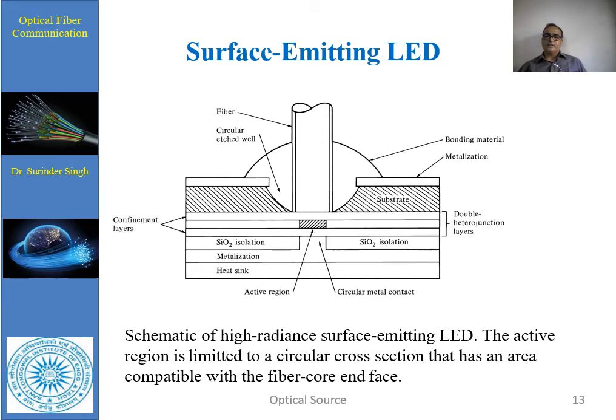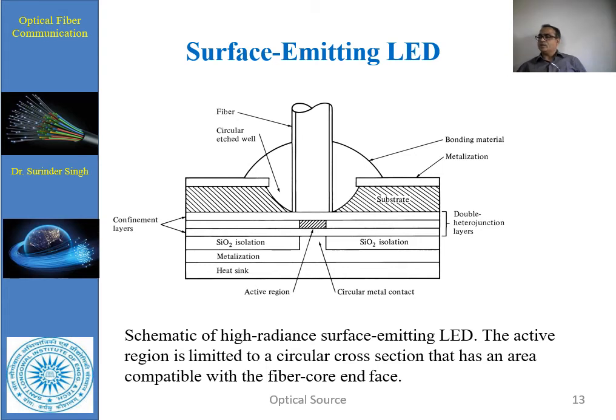In the substrate there is a well, where the fiber is mounted or fixed vertical to the source to give a maximum amount of emission from this emitting area into the fiber, and a bonding material is used in order to bond this fiber in a well-etched hole where we can place this optical fiber.